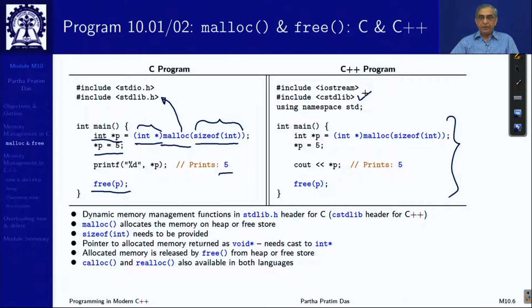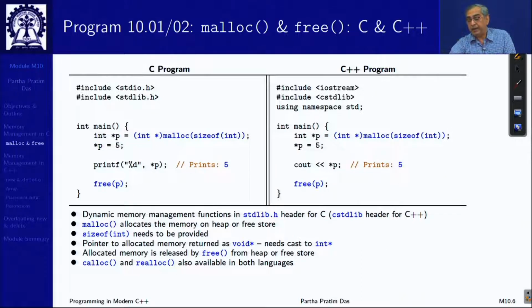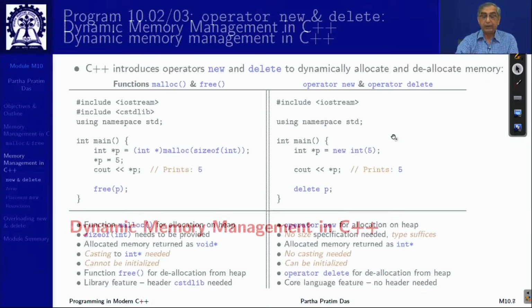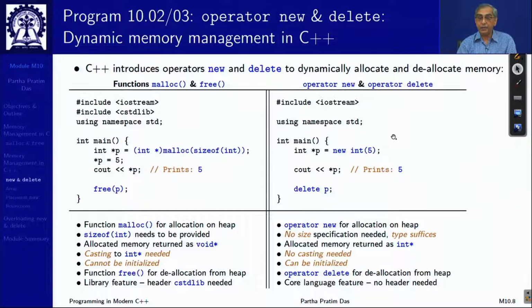There are other functions in C also, like calloc, realloc and all that. All those are also similarly available in C++. We will not go into details because you already know all this. I just gave this example as a starting point for the discussion. So, let me jump into dynamic memory management in C++.